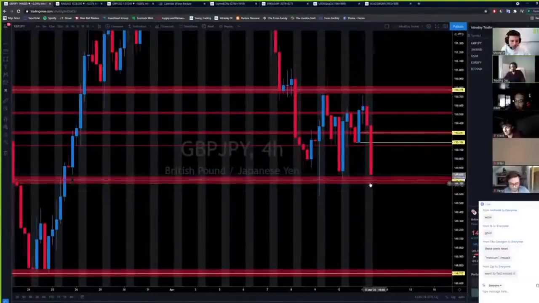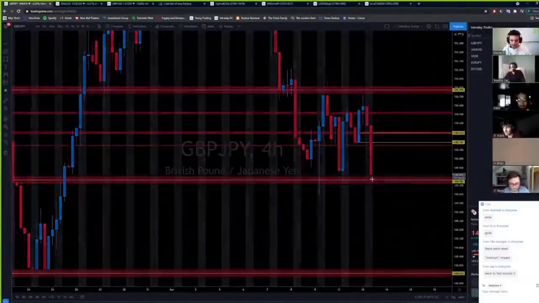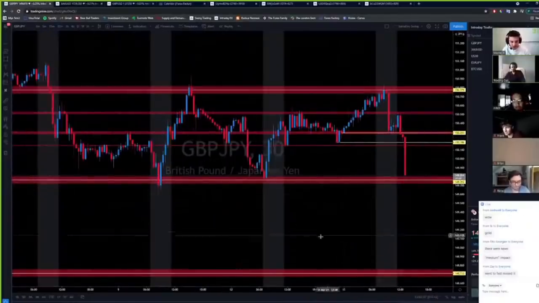But yeah, I think there's a good probability that we can break below this range. So if people got runners running, oh boy, you guys are gonna be eating.